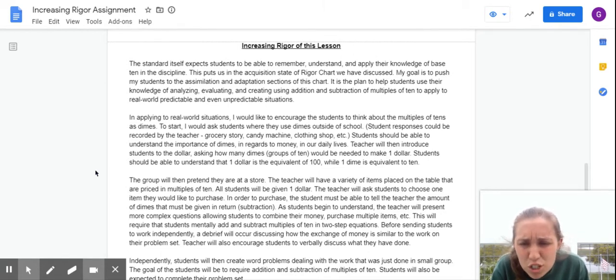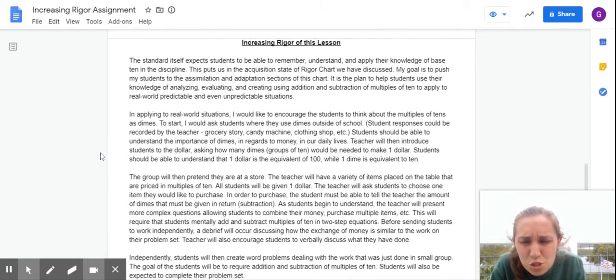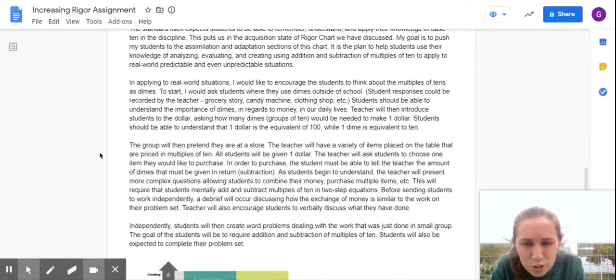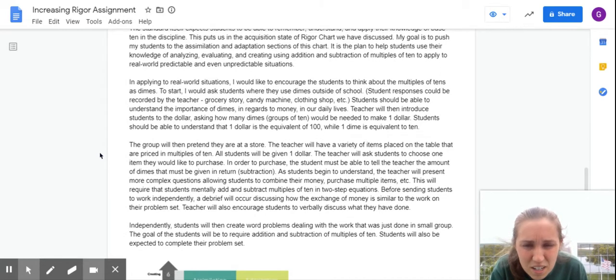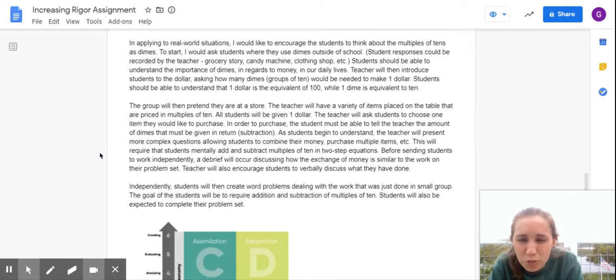And then the student should be able to understand why it's important in daily life, being the situation is predictable or unpredictable. And then I would like to introduce the students to the dollar, understanding that the dollar is just the same thing as 10 groups of 10, meaning 10 dimes to make $1. So the actual bulk of the lesson would come when the students pretend they're at a store. So the teacher will place a variety of items on the table that are priced in multiples of 10. For example, something may be worth 20 cents while something else may be worth 40 cents.